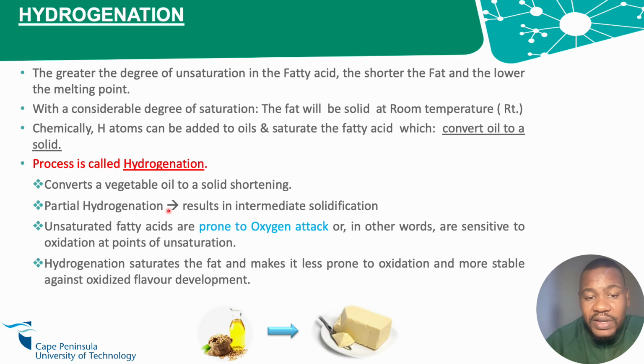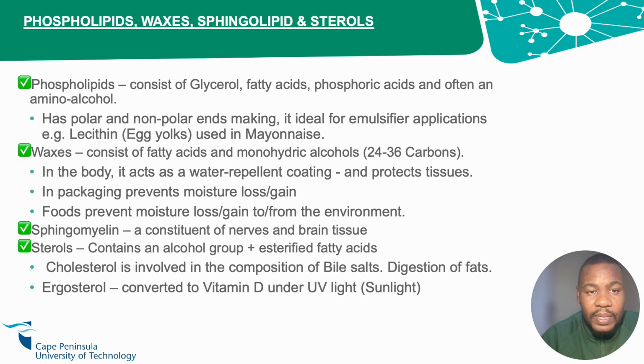Unsaturated fatty acids are prone to oxygen attack, in other words, they are sensitive to oxidation at the point of unsaturation. Hydrogenation saturates the fat and makes it less prone to oxidation and more stable against oxidized flavor development. The other class of fats that we find, as I said, is phospholipids.